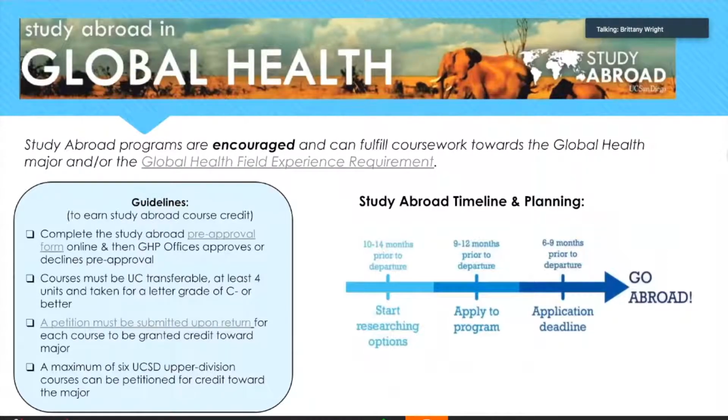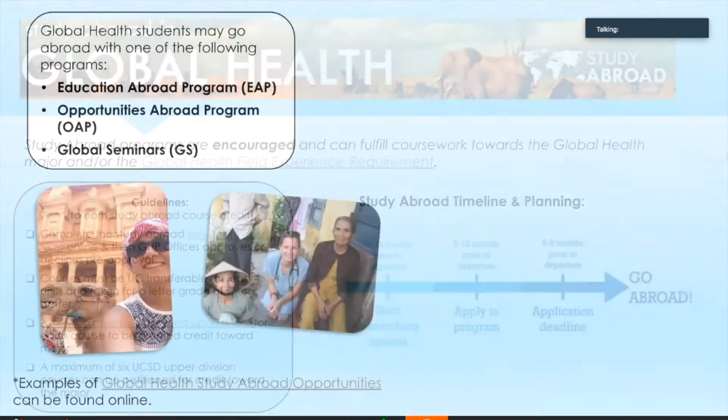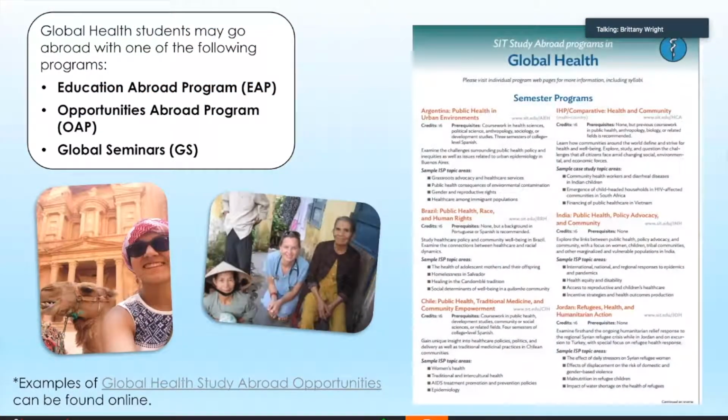So we really do want you to go out there and get that international experience, because you are a global health major after all. So there are many different programs you can participate in. There's EAP, which is Education Abroad Program, and that's recognized as UC credit, transferring back to UCSD, and you could study abroad at thousands of universities that we already have agreements with.